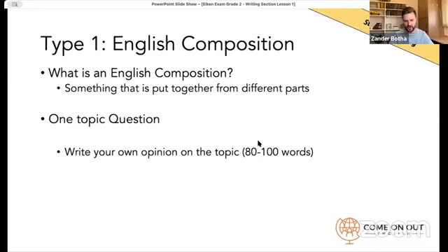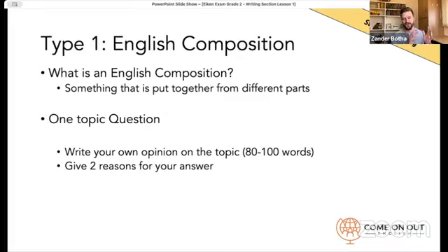All right. Secondly, you also have to give 2 reasons for your answer. So you need to give your opinion but then you've got to give reasons for why you believe that opinion. This is very, very, very important that you give 2 reasons, not 1 reason, but 2 reasons.